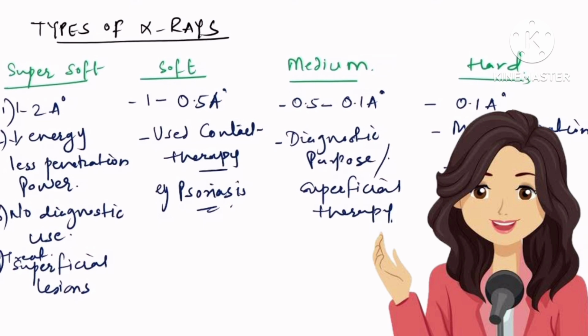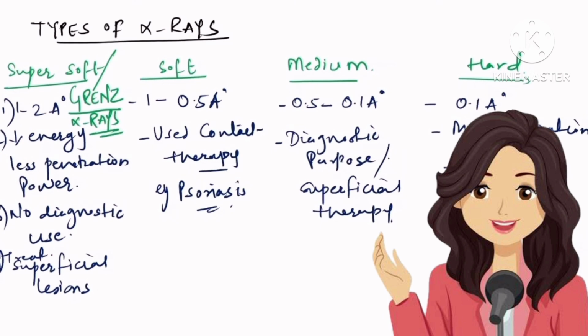They can ask you which X-rays are used for diagnostic purposes, or which X-rays are called Grenz X-rays. Grenz X-rays are super soft X-rays. Another name for Grenz X-rays is super soft X-rays. Just remember this. So these are the types of X-rays that you should know.